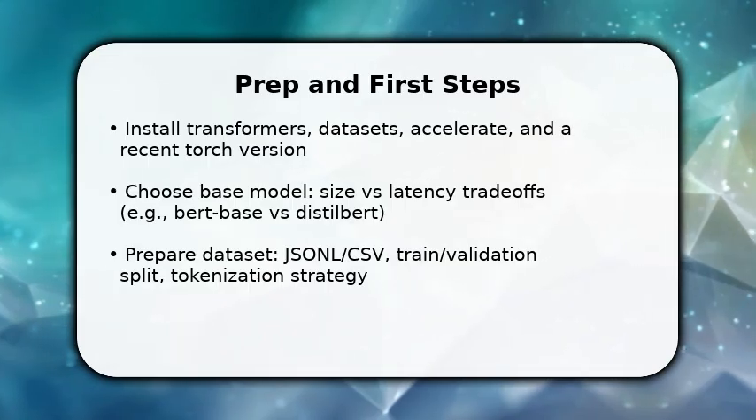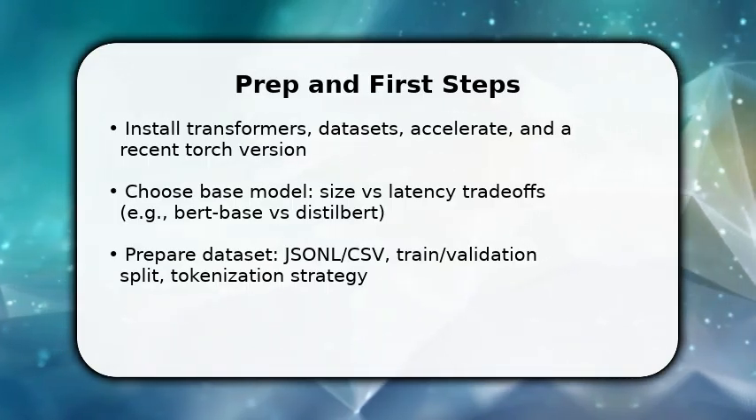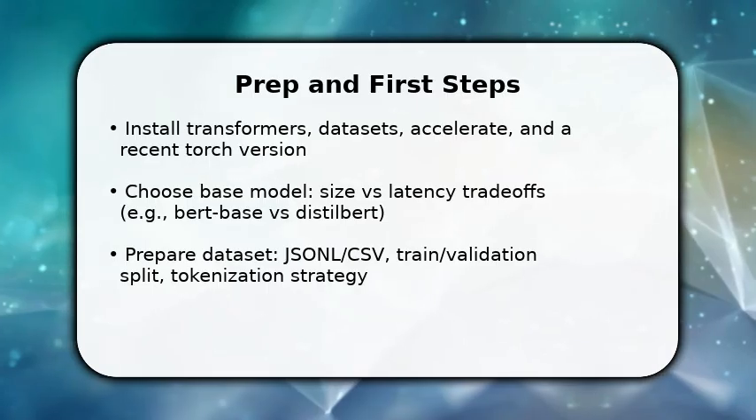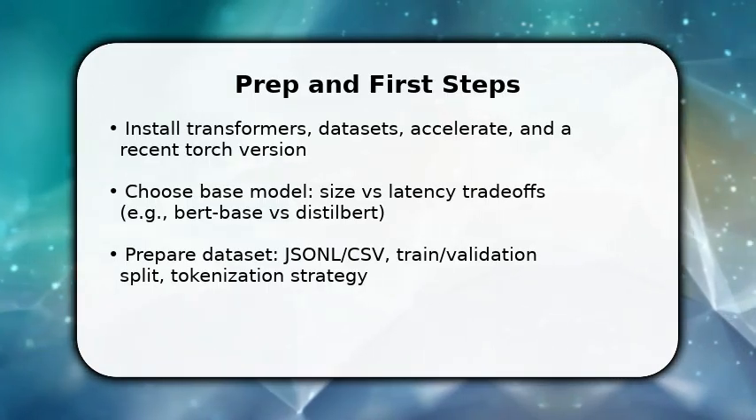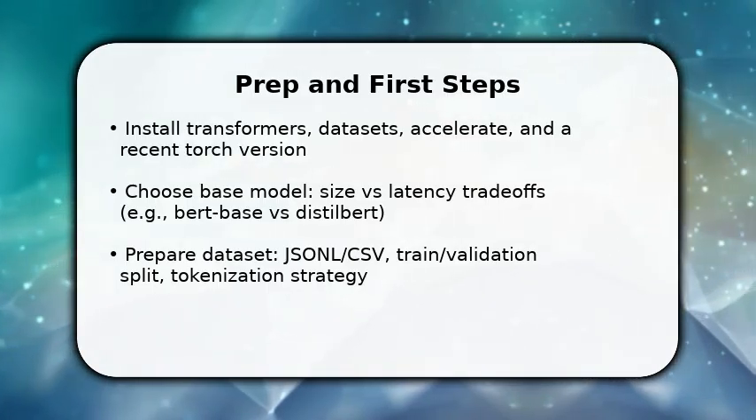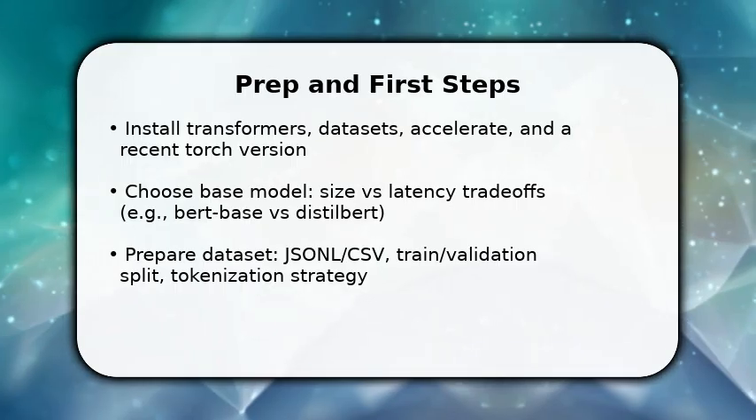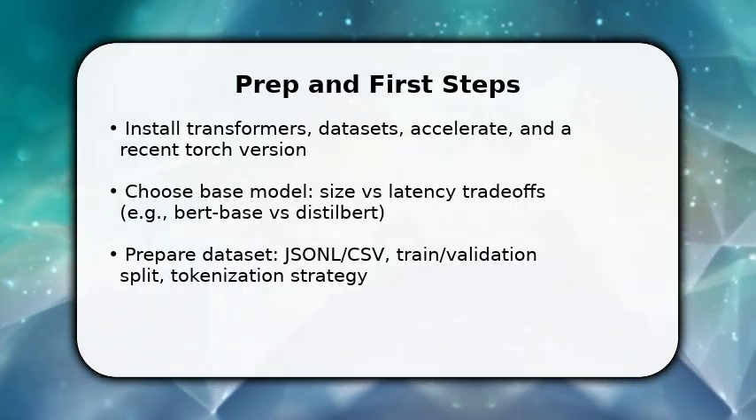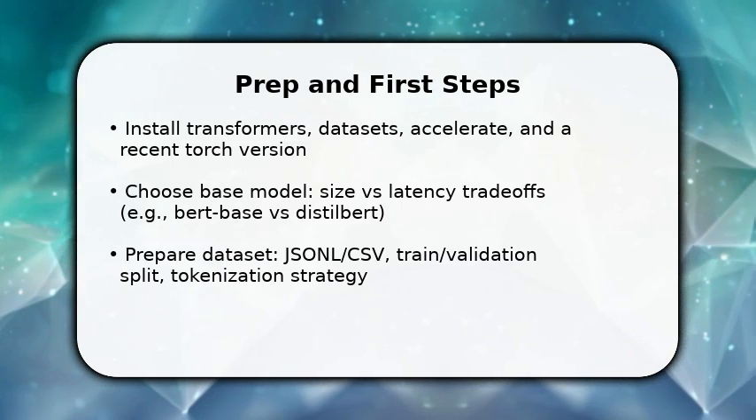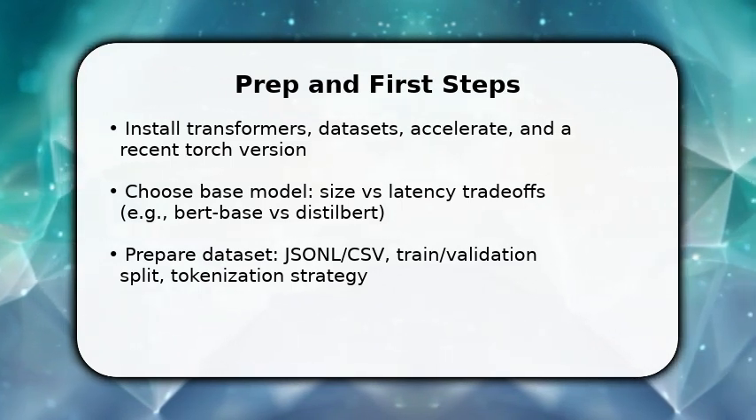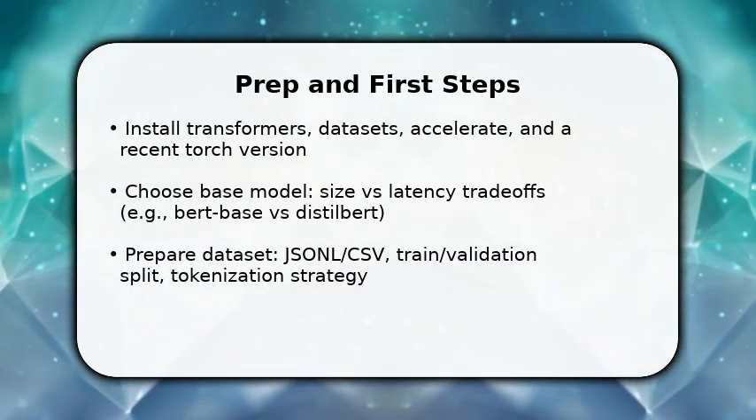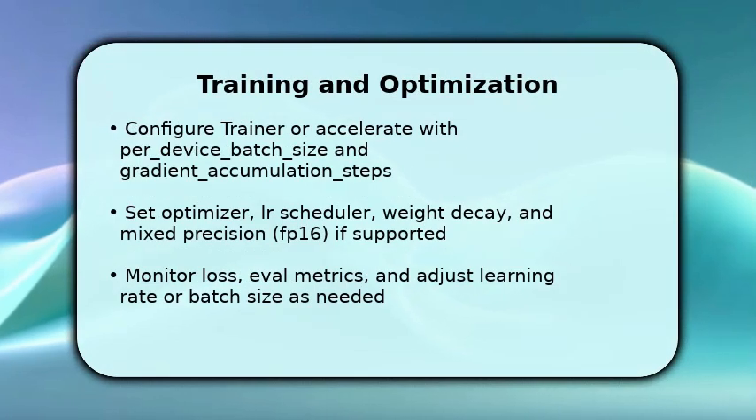Once chosen, prepare your dataset in JSON or CSV, split into train and validation, and define tokenization rules so examples match the model's context length. Make sure to set a repeatable seed and verify a small batch run to catch shape or tokenizer mismatches before moving on.